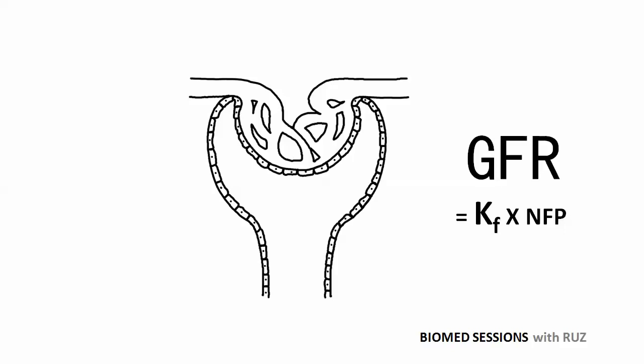But for now, I would like you to understand that the glomerulus, alongside the Bowman's capsule, is highly specialized in the filtration of blood. And glomerular filtration rate, GFR, is a good indicator of how well the kidneys are working.